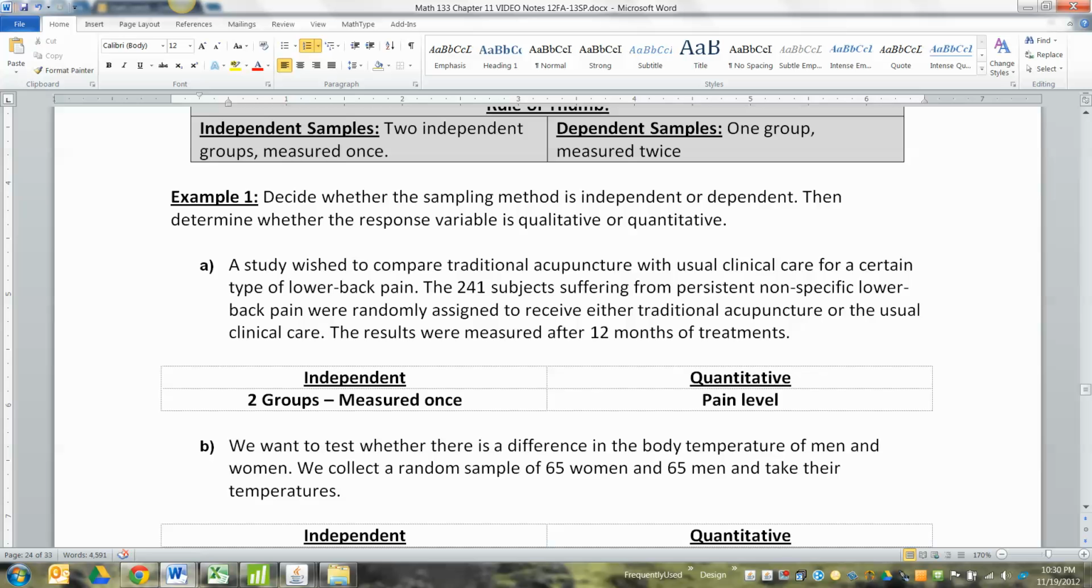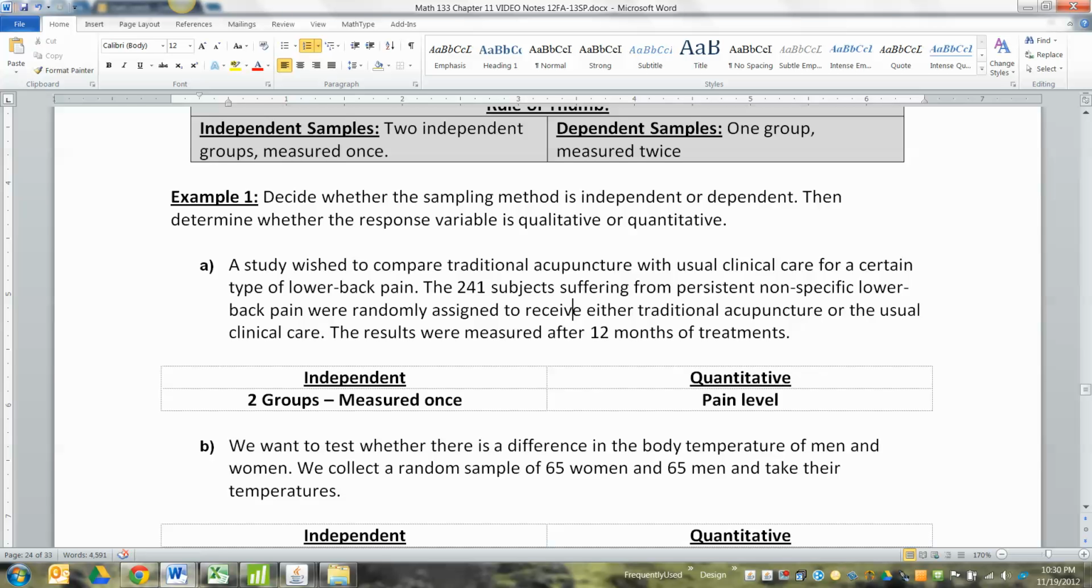If I have lower back pain and I get acupuncture, it doesn't really have any effect on whether you have lower back pain and are getting clinical care. Like my pain level really doesn't have anything to do with your pain level, right? We're independent of each other. This is two separate groups, one given the traditional treatment, one given acupuncture. And they're measured one time after 12 months of treatment.